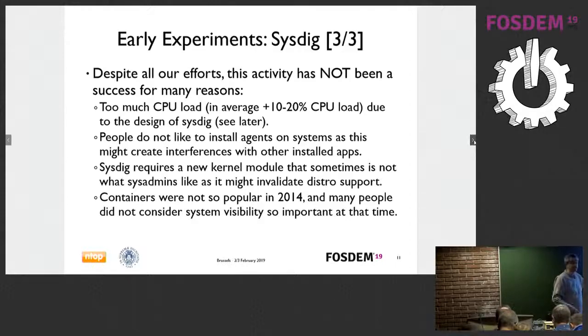Also, containers were not that popular in 2014. Docker started to exist, but it was not a big deal at that time. So we were a little bit ahead of our time. But the main problem was the CPU. Monitoring was too expensive, and this was the problem.